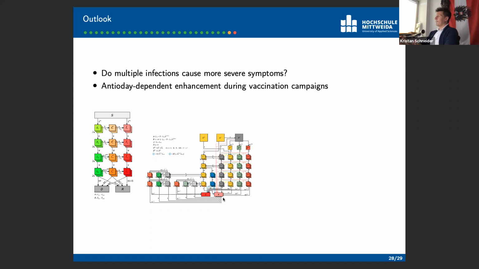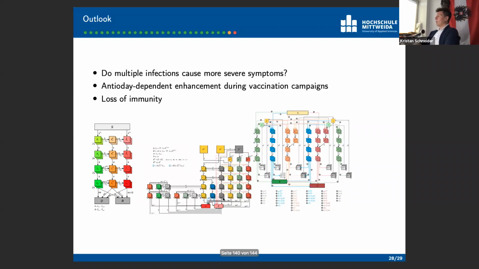Then we're modeling the effect of antibody-dependent enhancement during vaccination campaigns. That means immune backfiring. If you vaccinate somebody, you might think you immunize them, but actually you make things worse, and once they get the infection, they get a severe infection. That can of course happen. So we model that. It's a pretty complicated model setup to model such a vaccination campaign.